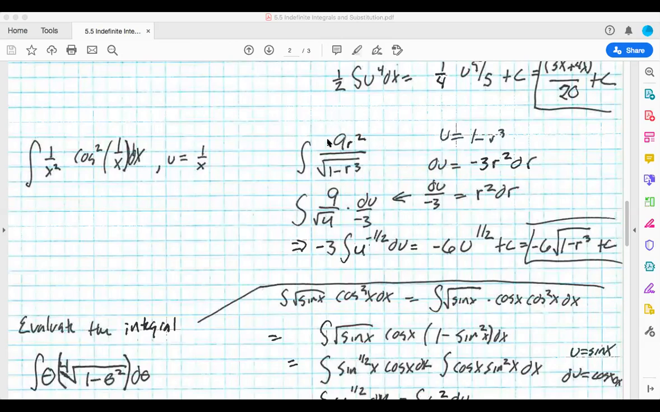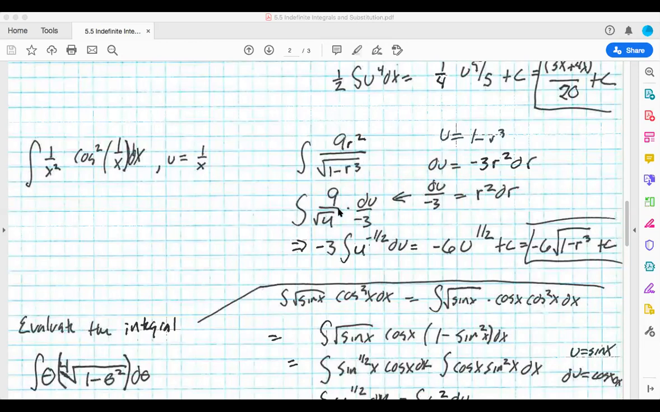Now, if we look at the top, this 9, we don't really need the 9. Constants, we can just mess with those later on. But we do have an r squared, and there should be a dr right here. So r squared dr is going to really be a du over that negative 3, which we've substituted there. What's left over is that 9, which follows down here. We plug this in for our u. So 9 over the square root of u times du over negative 3. And that's how we've done our first u substitution. Now, the 9 divided by the negative 3 gives us that negative 3 out there.